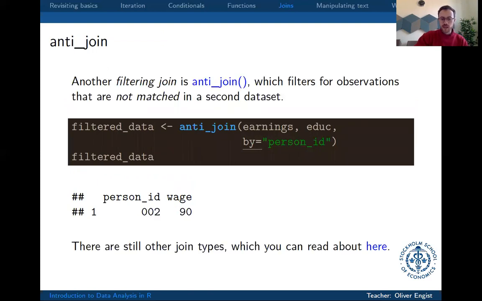And consequently, the anti-join does the opposite. It just filters for observations in earnings that do not appear in education, and that's only person 2, and also does not append any data. So now we're just left with the wage of person 2.